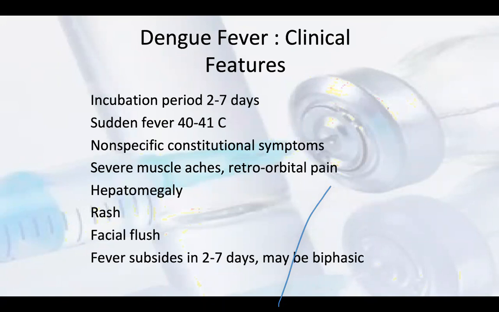Non-specific constitutional symptoms, severe muscle aches, retroorbital pain, hepatomegaly, rash, facial flush. Fever subsides in 2 to 7 days, and may be biphasic.